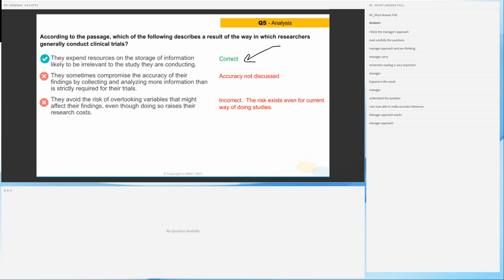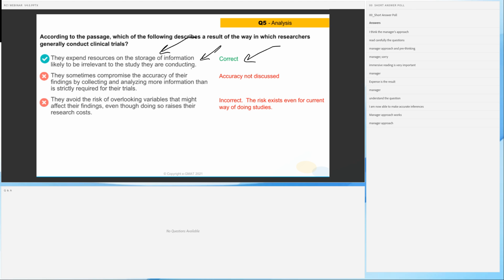The expense of resources on storage of information likely to be irrelevant to the study they are conducting. That's my correct answer. Let's look at choice C. Lots and lots of you chose choice C. They avoid the risk of overlooking variables that might affect their findings, even though doing so raises their research cost.